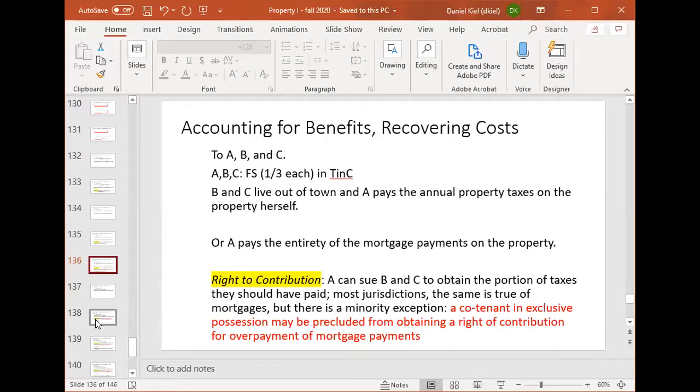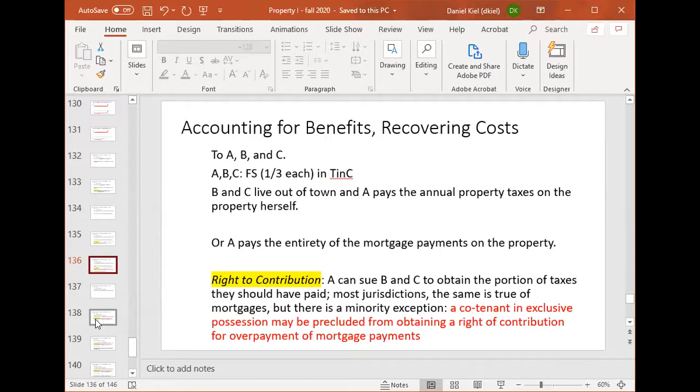In some jurisdictions, a co-tenant in exclusive possession might not be able to get a right of contribution for mortgage payments. That will not be the rule in our course, because I don't think it makes sense, but I want you to be aware of it.